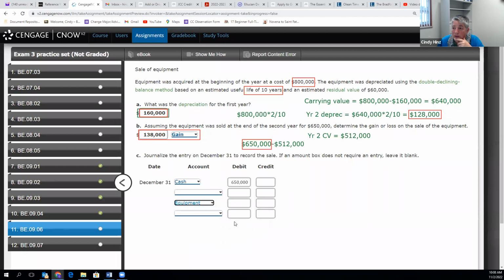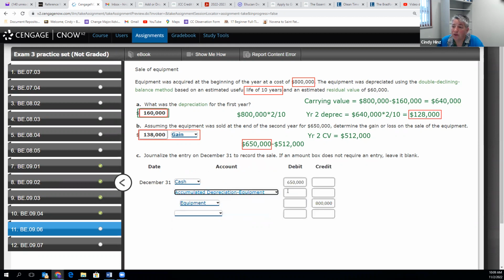Now, we don't have the equipment anymore. The equipment was recorded at its original or historical cost, and we need to get that off our books because we don't have it anymore. We just sold it. We also need to get off our books the accumulated depreciation for that equipment, and that's going to be the combination of the 160 from the first year plus the 128 for the second year, a total of $288,000 in accumulated depreciation that we need to get off our books.